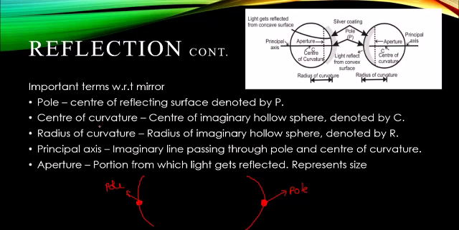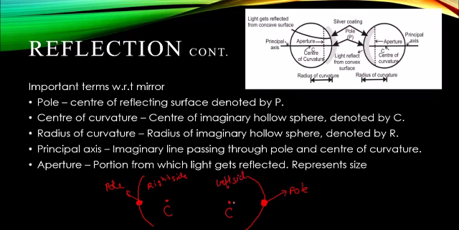Second is the center of curvature. What is the center of curvature? It is the center of the imaginary hollow sphere, denoted by C. When we join the two mirrors, this is the center. In this case, this is the center. Denoted by C. What happens in the case of the convex mirror? The center of curvature is on the right side of the mirror. In the case of the concave mirror, the center of curvature is on the left side.